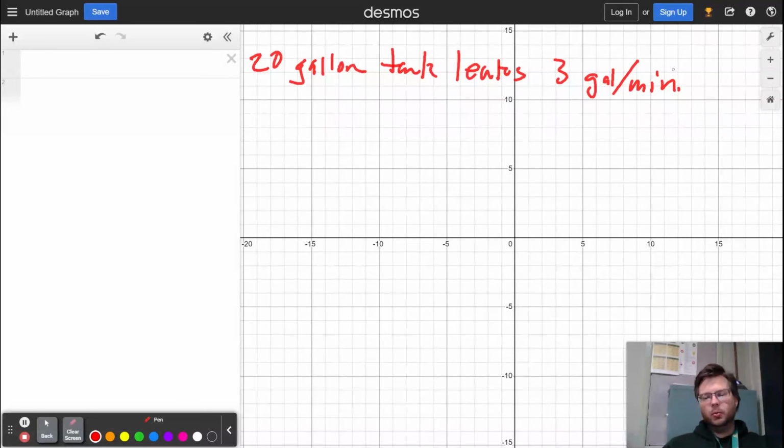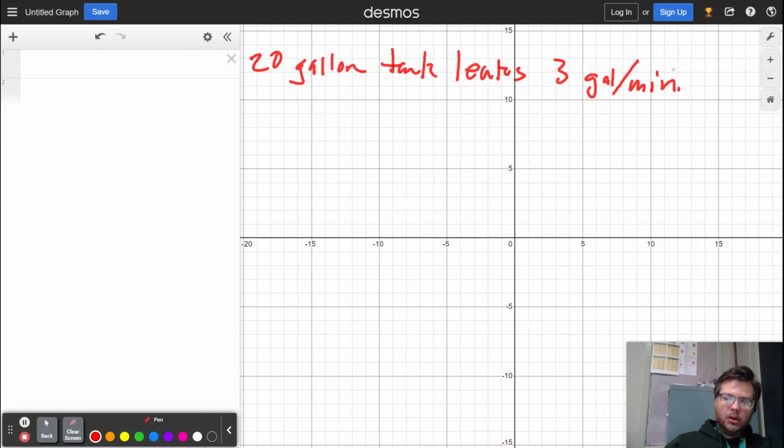And so when you have a problem like this, what you're looking for is, what do you not know in the problem? What you don't know is a specific time and a specific volume at that time. You know what it starts with, you know how fast it changes, but you aren't told how many minutes you should care about. Do you care about 3 minutes, 10 minutes, 1 minute? You don't know. And you don't know how many gallons you should care about either.